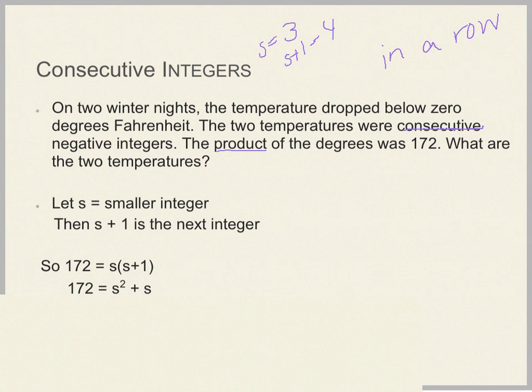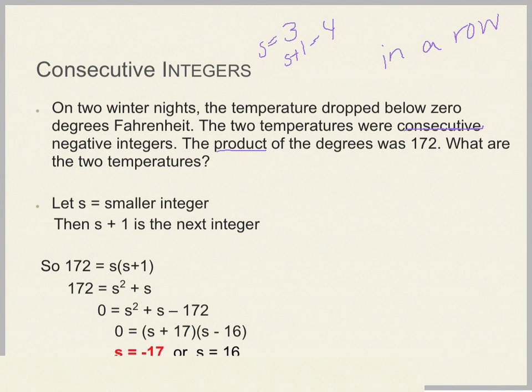Distributing S, I have 172 equals S squared plus S. I have to set that equal to 0 and factor. 0 equals S plus 17 times S minus 16. That means that S, the smaller temperature, is a negative 17 or S equals 16. However, because we were looking at degrees below 0, we want S equal to a negative 17 as our answer.